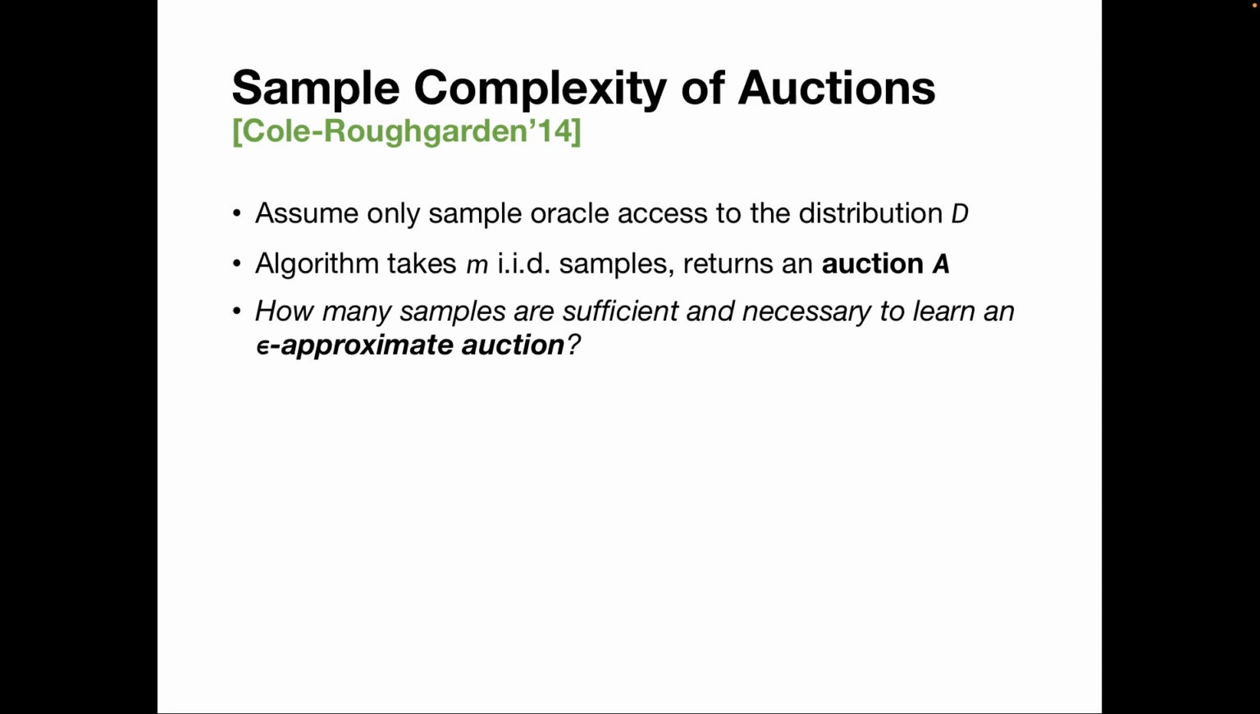A natural question first started by Cole and Roughgarden in 2014 is the sample complexity of auctions. That is, suppose we have IID samples from this value distribution D, and our task is to design an algorithm using those samples to obtain an auction, and this auction should generate good enough revenue.